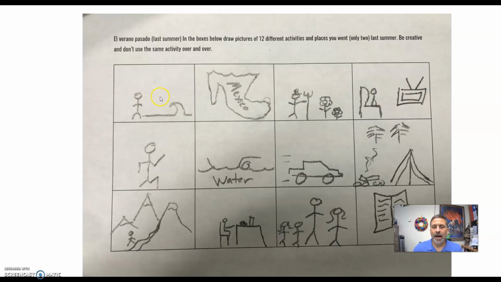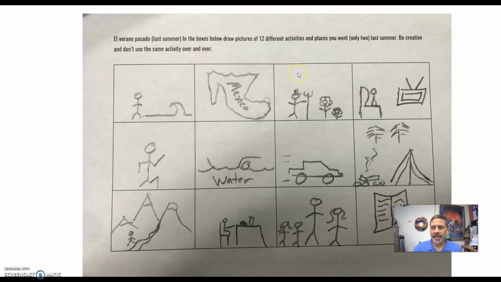So I used the past tense to describe what I did. I used a variety of different verbs. Some of them I used 2 verbs. You can just use 1, but I want you to use a variety of verbs. You can't just use the same verb over and over again.